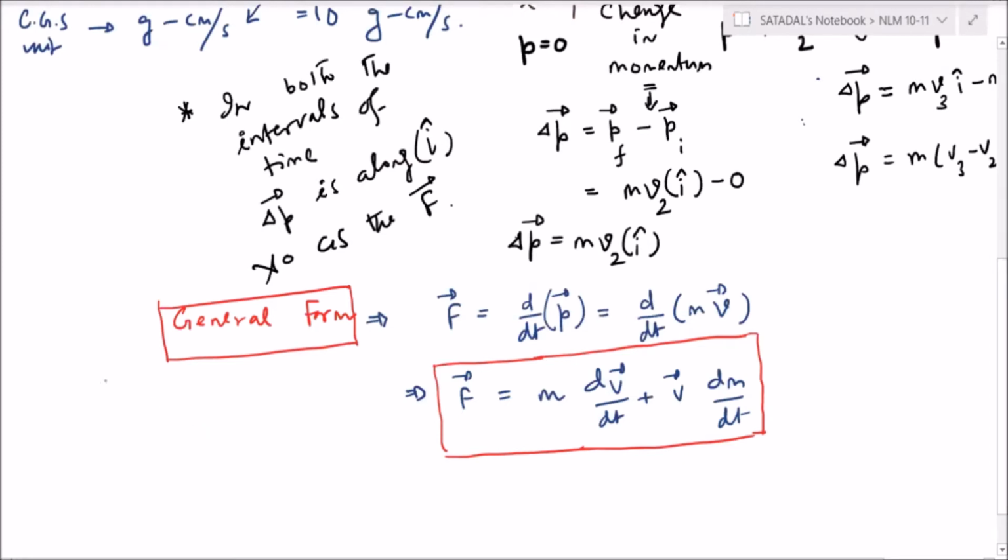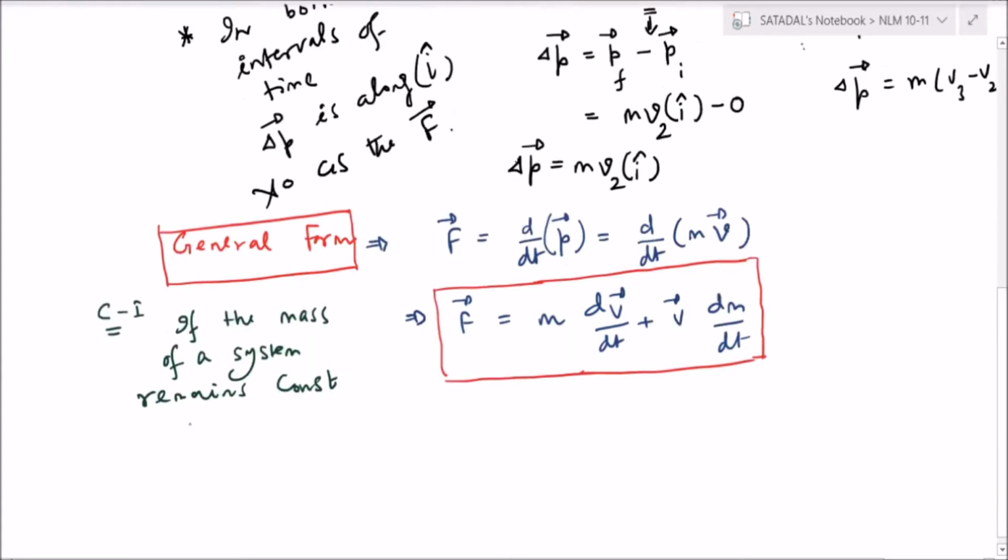Okay, sir. Thank you. So the first one I'm studying now: if the mass of a system remains constant, then dm/dt will be 0. So there F will be equal to m dv/dt. Right?